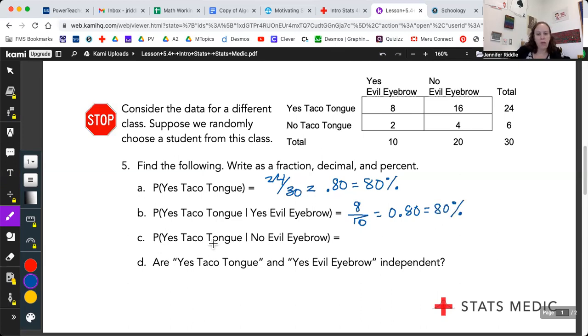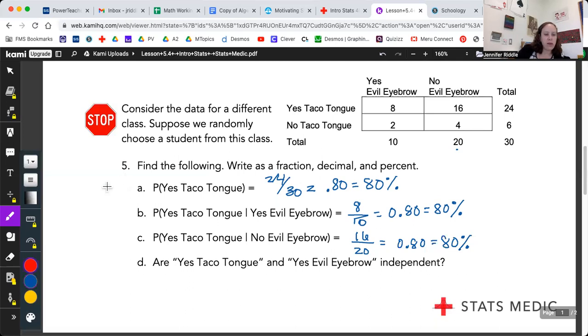And then the probability of yes, taco tongue given no evil eyebrow. So our condition is no evil eyebrow. I've got 20 of those people, and yes, taco tongue were 16 of those 20 people, which comes out to 0.8 or 80%. So now when we look, are yes, taco tongue and yes, evil eyebrow independent? Well, knowing whether or not you can evil eyebrow did not change whether or not you could taco tongue.